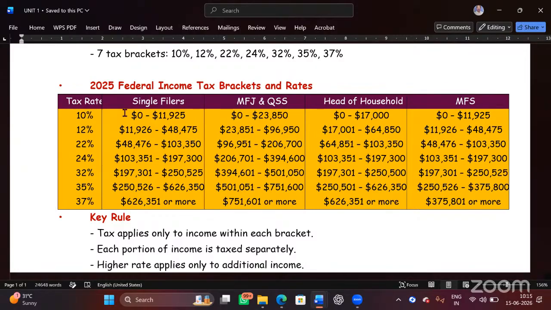Income range from 0 to $11,925, the tax rate will be 10%. If the income is more than 11,925, up to 11,925 the tax rate is 10%. On the excess part, the next bracket will be 12%. On that balance, tax at the rate of 12% shall be calculated. In this way, we are going to calculate the tax amounts.